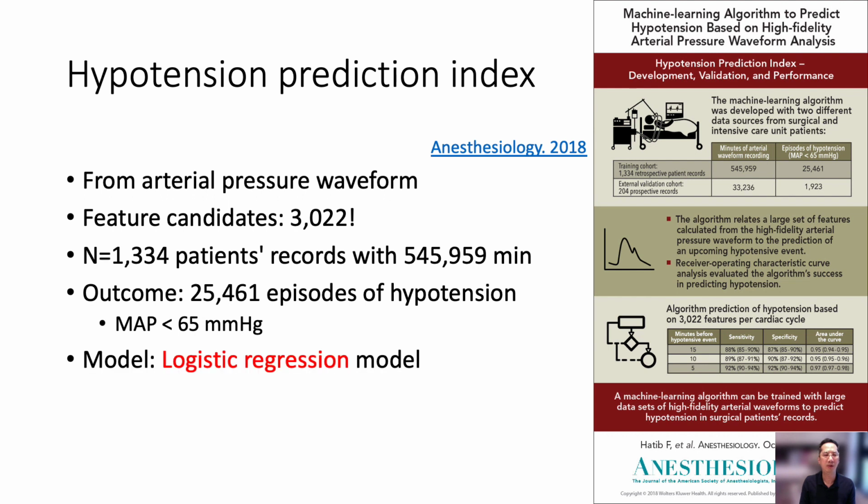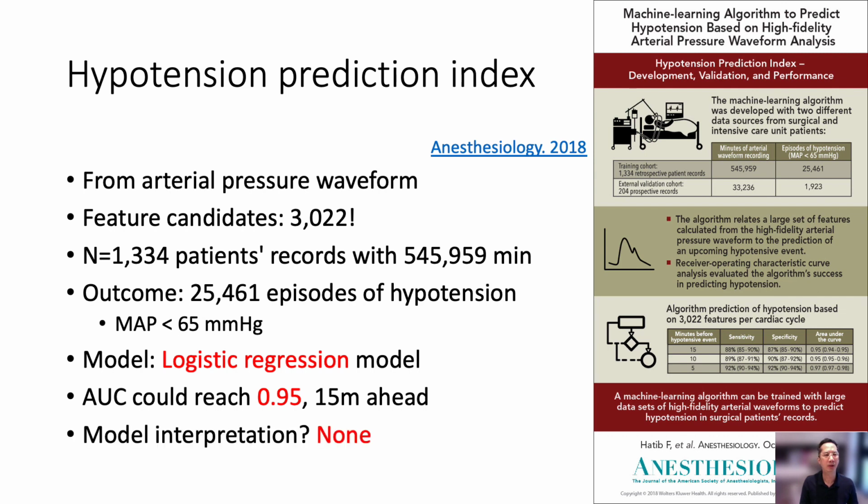And they use a very simple model, the logistic regression model, and they have a very good area under the curve that can predict the hypotension 15 minutes before it happened. However, they didn't interpret the model. Maybe it's some kind of commercial secret.